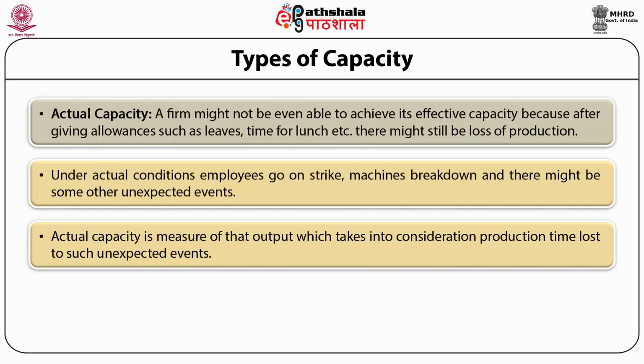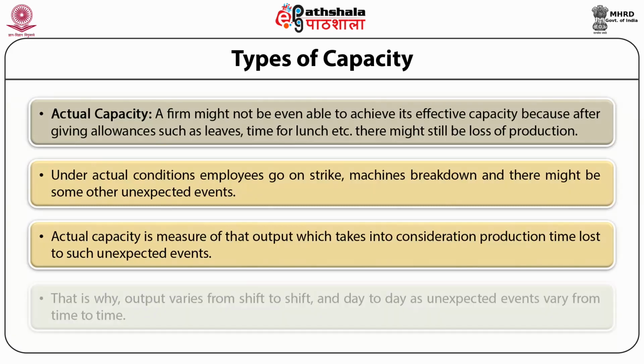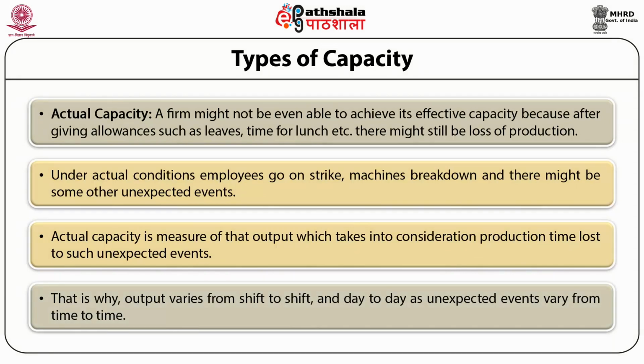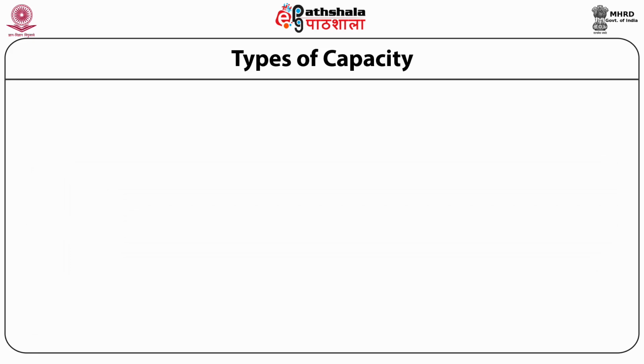While estimating production, a firm does take into account such events and then estimates output. That is why output varies from shift to shift and day to day as unexpected events vary from time to time. Thus, a proper measure of output is by calculating the average of past outputs and then using it as future output.